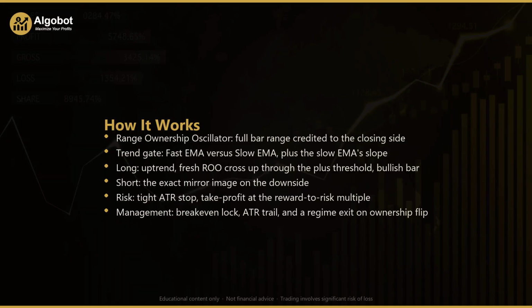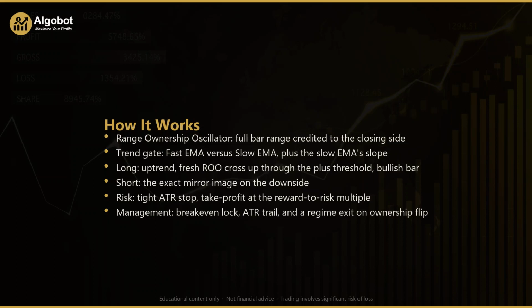Third, a body confirmation. The signal bar itself must close in the direction of the trade, bullish for a long and bearish for a short. When the uptrend, the fresh ownership cross, and a bullish close all line up, the expert advisor opens a long. The short is the exact mirror image.